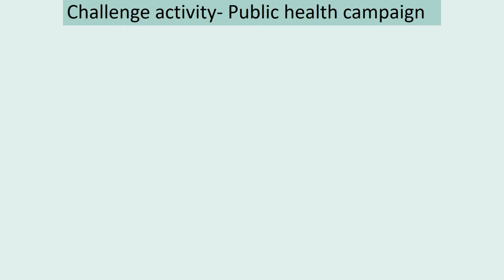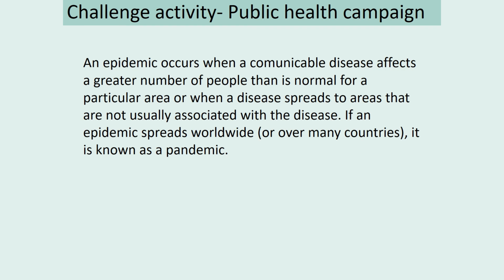Okay. So this is something that you can do in your own time. Take your time, use the information that is on these sheets. An epidemic occurs when a communicable disease affects a greater number of people than normal for a particular area, or when a disease spreads to areas that are not normally associated with that disease. If an epidemic spreads worldwide, it's called a pandemic. And guess what? We're in the middle of one right now.